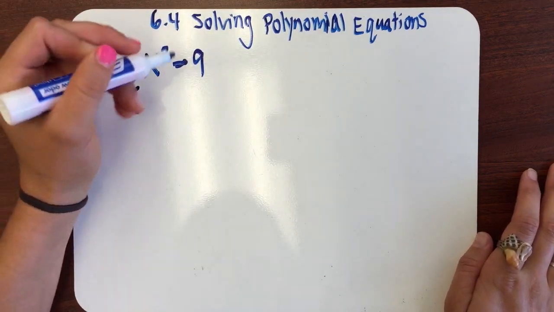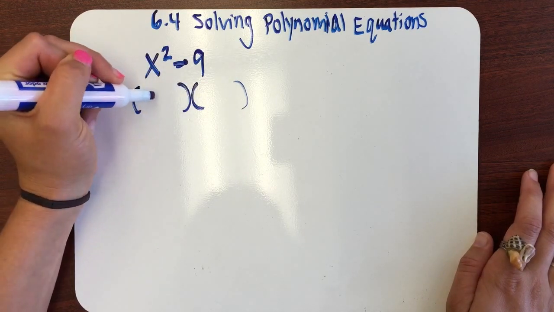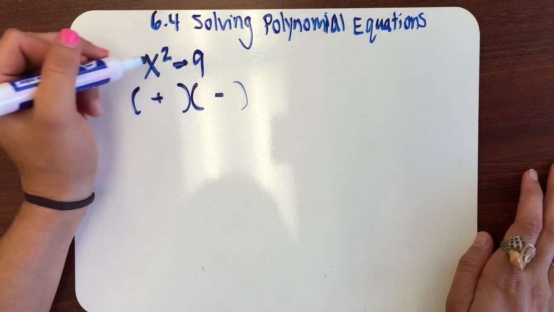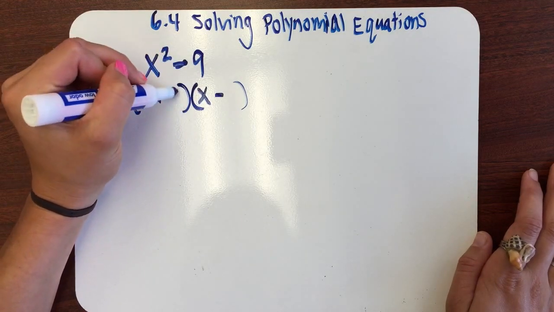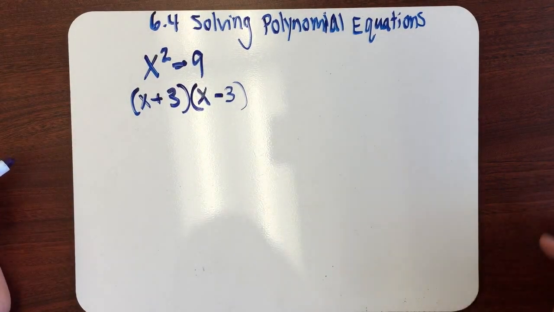this can be factored as the two conjugates. One will be a plus and one will be a minus, and then we take the square root of both of these. The square root of x squared is an x, and the square root of 9 is a 3. And this is by using the difference of two squares.